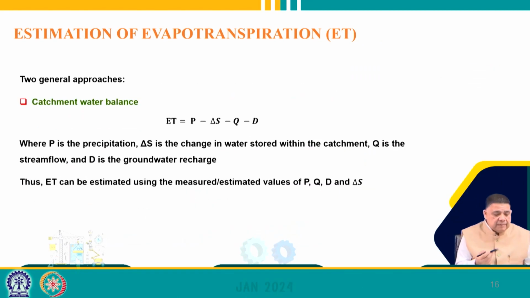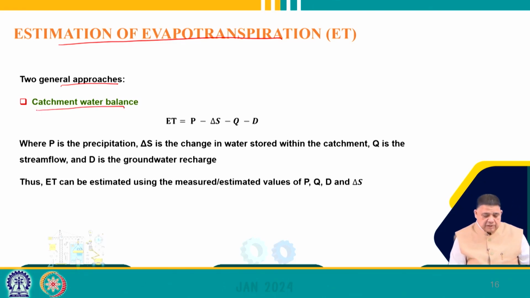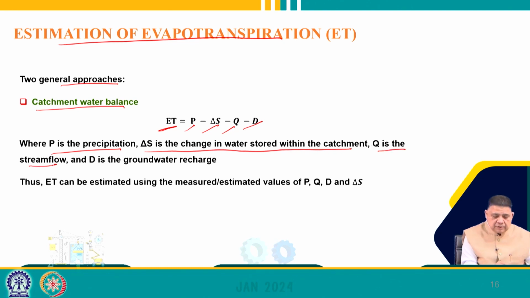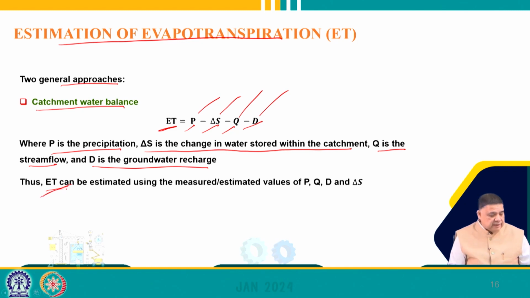Now, other than measurement, we can also estimate evapotranspiration, and two general approaches are used. One is by using catchment water balance, which we have seen in almost all abstractions. The preferred equation here is ET = P - ΔS - Q - D, where P is the precipitation, ΔS is the change in the water stored within the catchment, Q is the stream flow, and D is the groundwater recharge. If we know precipitation, change in water storage, discharge and groundwater recharge, then we can estimate the value of ET from a given catchment.